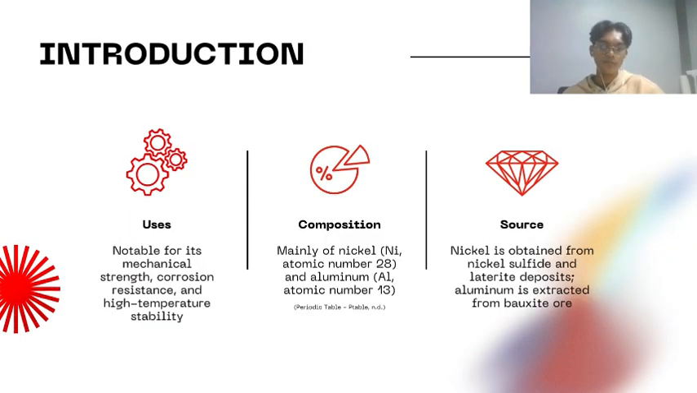For the introduction, the nickel aluminum alloy is notable for its mechanical strength, corrosion resistance, and high temperature stability. That's why a lot of people use nickel aluminum alloy. Second is composition. It is mainly nickel with the atomic number of 28 and aluminum, Al, atomic number of 13. The source of nickel is obtained from nickel sulfide and laterite deposits. However, aluminum is extracted from bauxite ore.